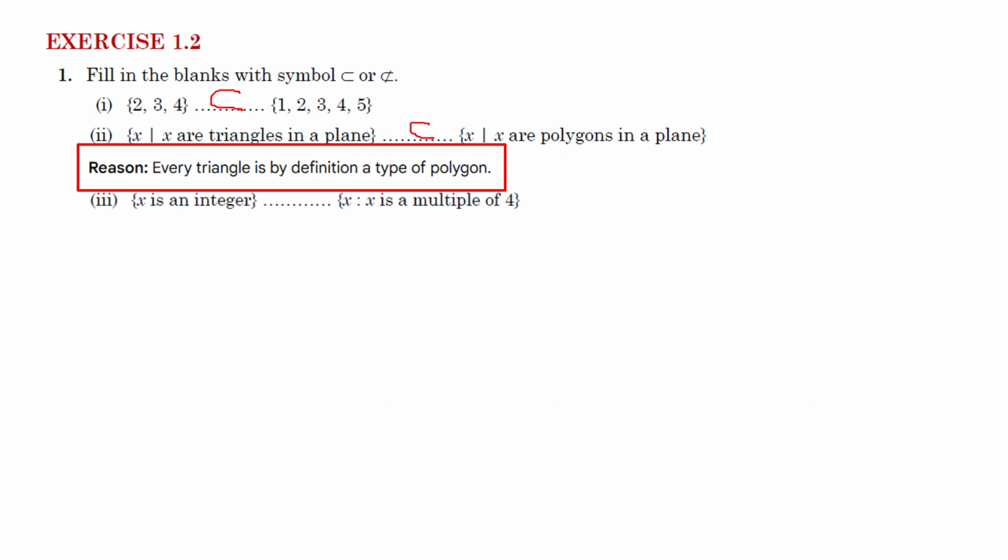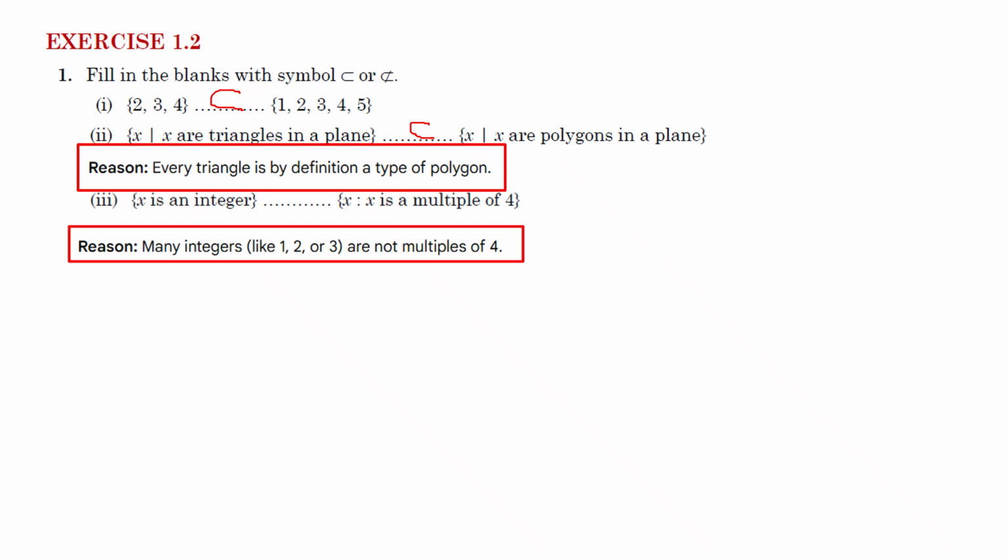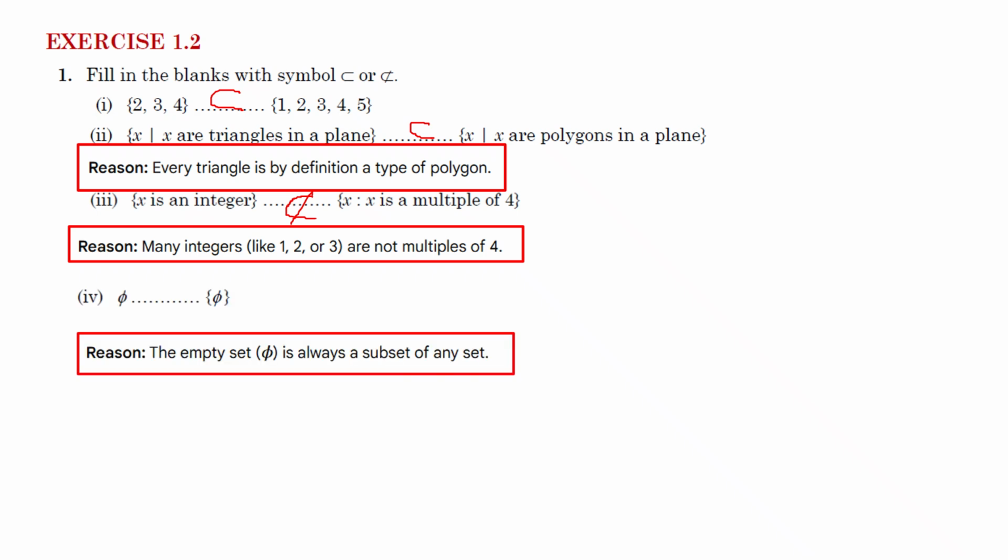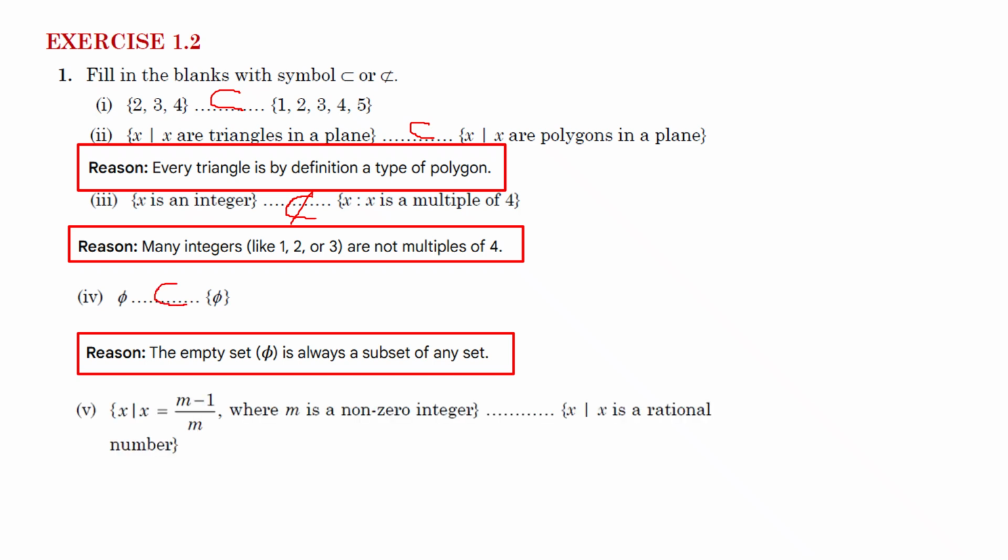Next is x is an integer, and here it is given multiple of 4. So many integers like 1, 2, 3 are not multiples of 4. So this is not the subset. Next, the empty set ϕ is always a subset of any set. So this is also subset.